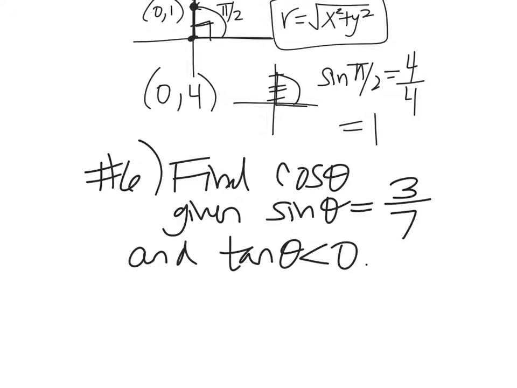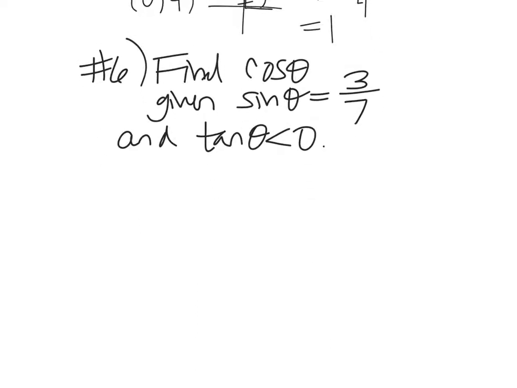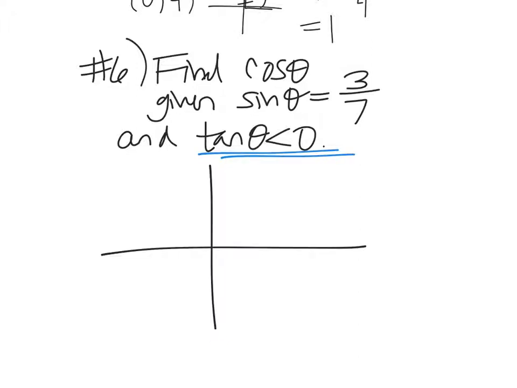Okay, let me explain this problem. We've already done one like this, but it was in quadrant 1. Okay? So sine of theta equals 3/7. There's actually 2 places you can have an angle that's equal to 3/7 for sine. 3/7 is a positive number. So I could be over here in quadrant 1, or I could be in quadrant 2. But they tell me this extra piece of information, that tangent is negative. Okay? So where is sine positive, but tangent is negative? Where is that?